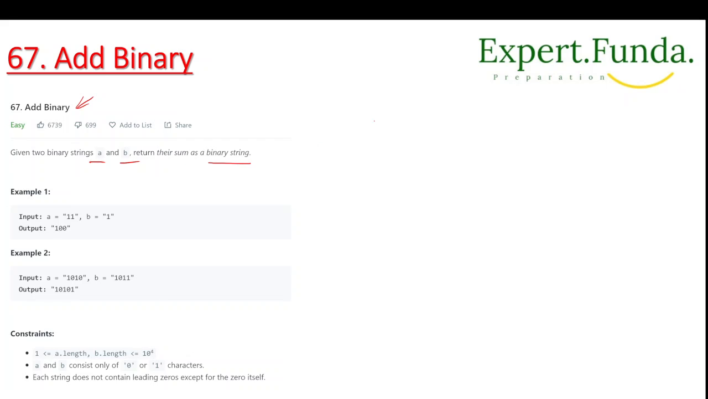Let's suppose the first example we have is A equal to "11" in double quotes and B equal to "1". Once we do A plus B, we have to return 100, sorry, 100 in this binary string. So what is the meaning of this one?